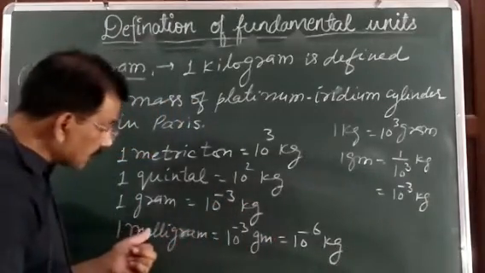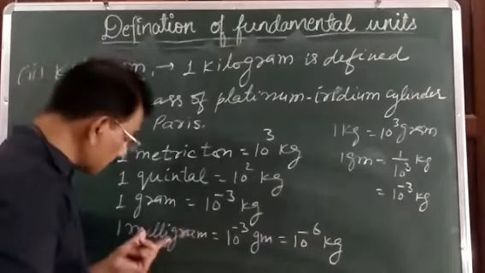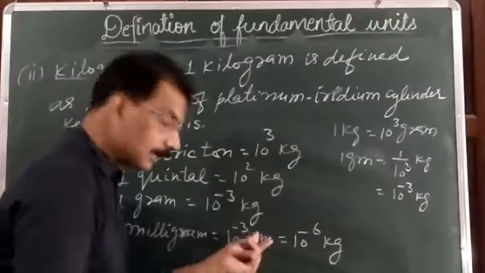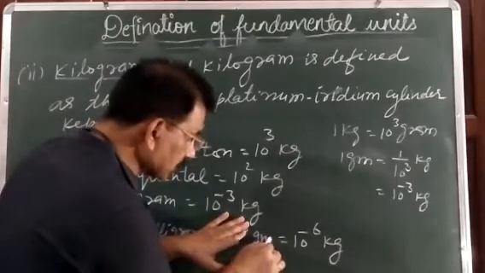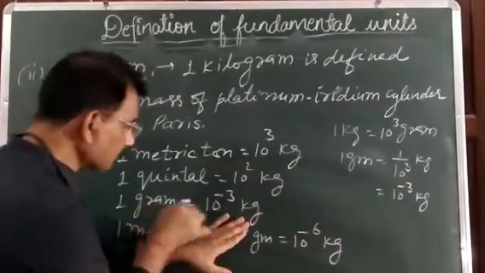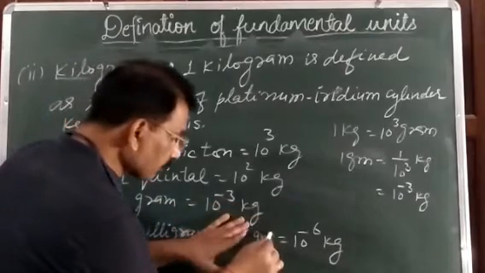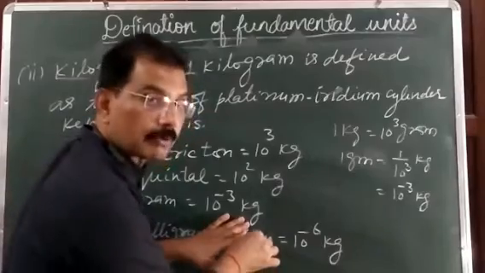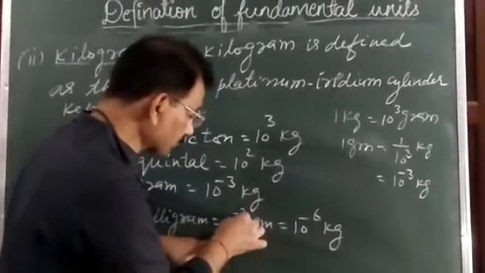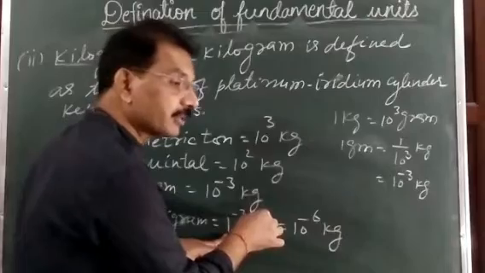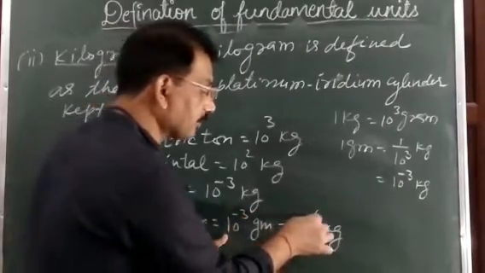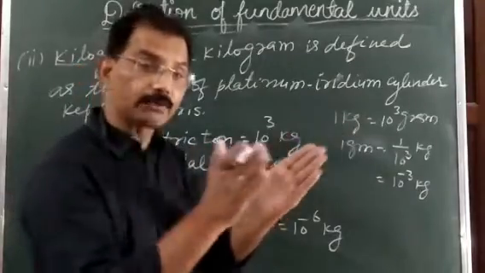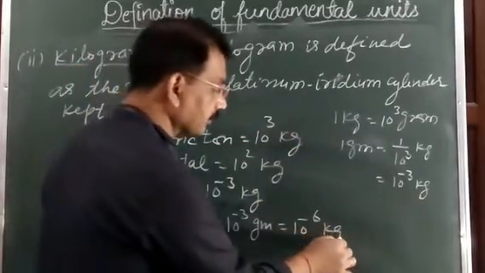Similarly, 1 milligram is equal to 10 to the power minus 3 gram. And again, when this gram is changed into kilogram, 1 gram is equal to 10 to the power minus 3 kg. So when you take this gram in kilogram, then again you multiply by 10 to the power minus 3. So 10 to the power minus 3 into 10 to the power minus 3 becomes 10 to the power minus 6. क्यों? क्योंकि मल्टीप्लिकेशन में पावर ऐड हो जाते हैं. So this becomes 10 to the power minus 6 kg.